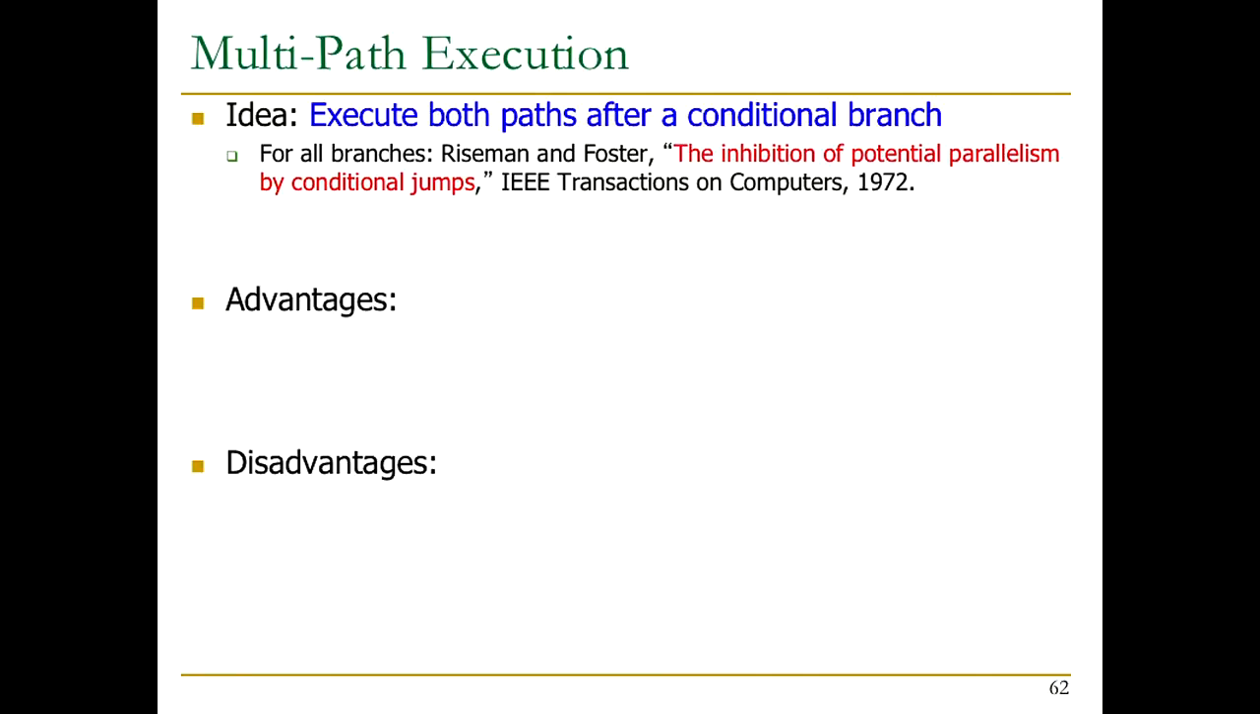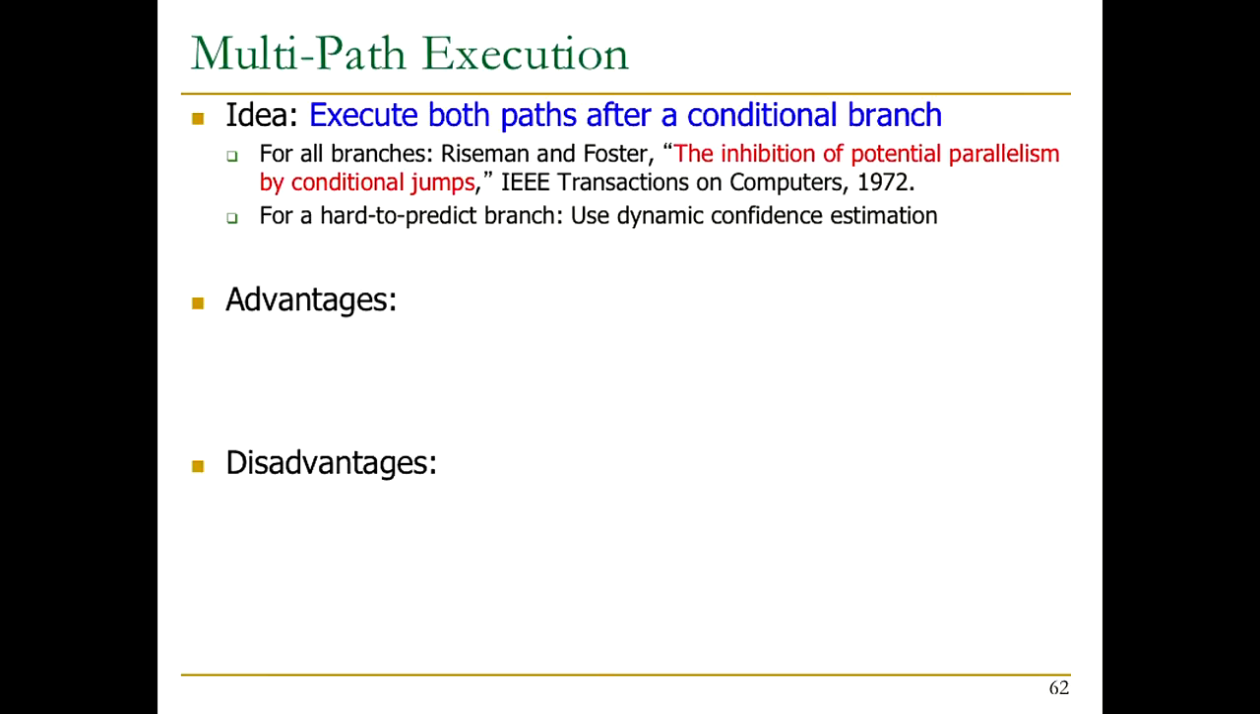You execute both paths after a conditional branch. And when this paper proposed it, it proposed doing it for every branch, which may not be a good idea, assuming they're easy to predict. But they basically improved the parallelism. Again, the goal over here was to improve parallelism.